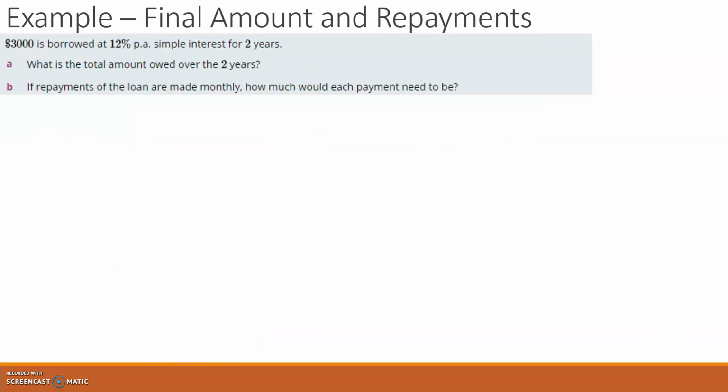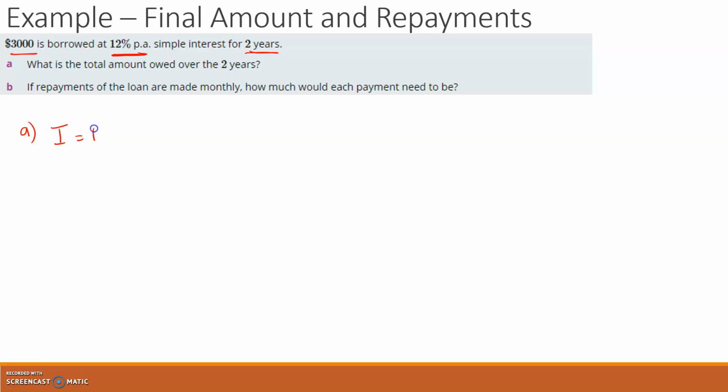Alrighty, let's take a look at another example here. It says $3,000 is borrowed at 12% per annum simple interest for 2 years. So A asks us, what is the total amount owed over the 2 years? So they're not just asking us for how much interest is earned, they're asking us what is the total amount owed at the end of the 2 years. So that means we're going to need to find the interest and then find the final amount from there.